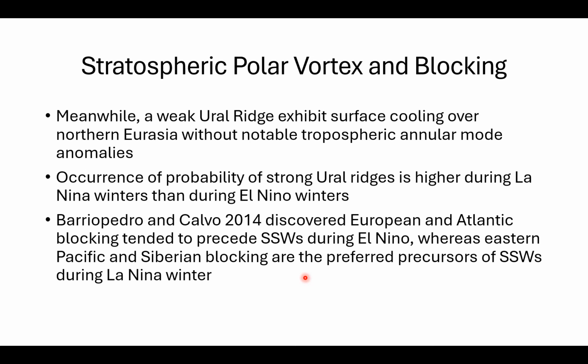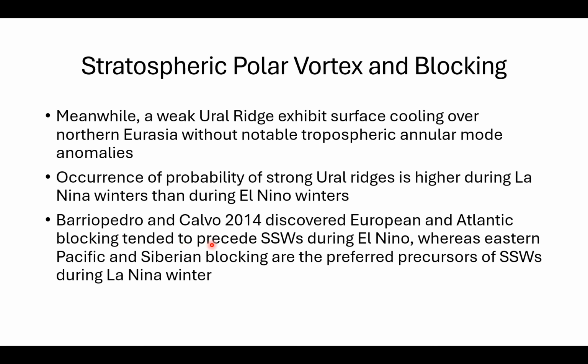All right, so meanwhile, a weak Ural ridge. So let's say the upper level ridge over the Ural area is weaker. This generally tends to exhibit surface cooling over northern Eurasia without notable tropospheric annular mode anomalies. The probability of strong Ural ridges occurring is higher. Believe it or not, we're talking about ENSO here. The occurrence of strong Ural ridges is higher during La Nina winters as compared to El Nino winters.